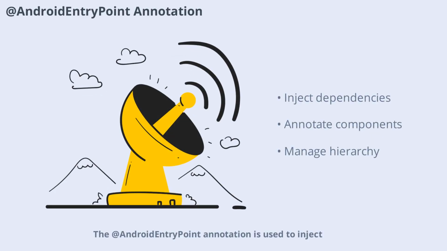The @AndroidEntryPoint annotation is used to inject dependencies into Android component classes like activities, fragments, and services. By annotating a component with @AndroidEntryPoint, Hilt generates the necessary code to handle dependency injection for that component. It's important to note that if you annotate a fragment, you must also annotate any activity that uses that fragment. This ensures that dependencies are properly managed across the component hierarchy.